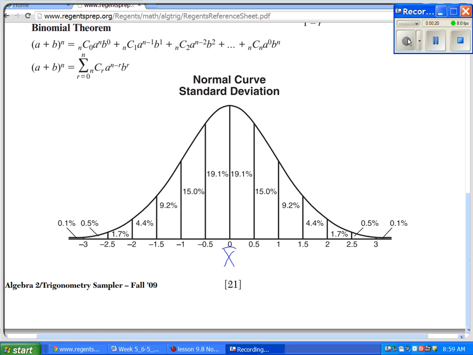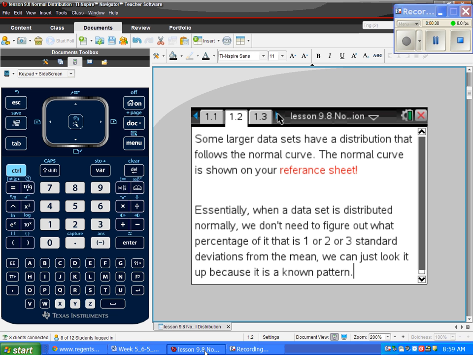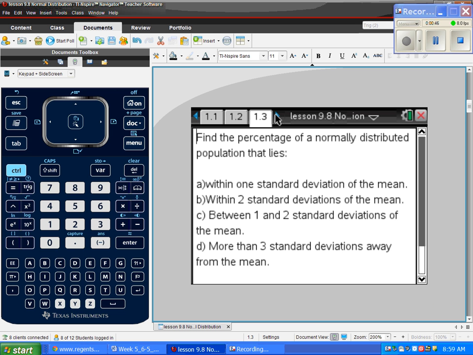When you get problems, and I'm going to say this over and over, when you get a problem asking you about a normal distribution, you should be drawing this curve on your paper, and then you'll be able to plug in numbers on the bottom like I'm going to do in a second. So like I said, we're going to use those percentages in there, and we don't have to figure out quite as much as we did the last time.